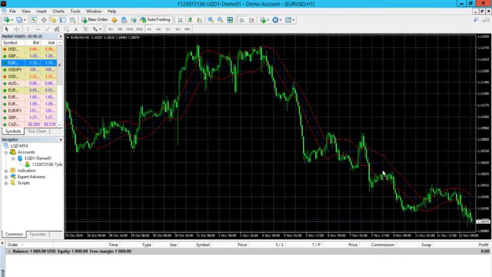So hope that helps you. And you can add this indicator to your chart as well to help you trade manually. And we'll see you in the next section.